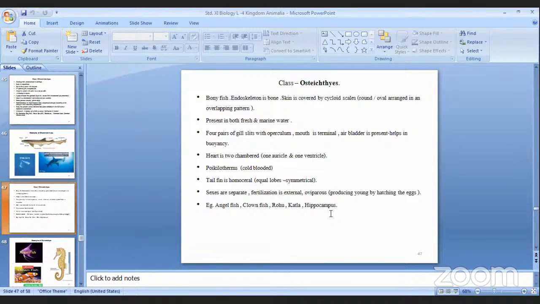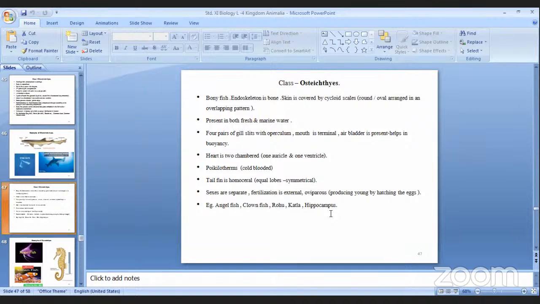Bony fish, their endoskeleton is bone, right? There I told you it is cartilaginous fish, their endoskeleton is cartilage. Here, skin is covered by cycloid scales. There it is covered by placoid scales, right? Present in both fresh and marine water. So these osteichthyes are present in fresh as well as in marine water.